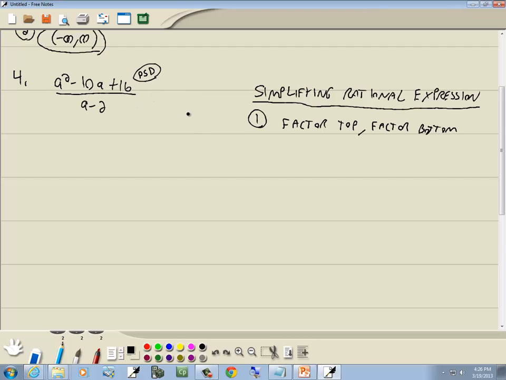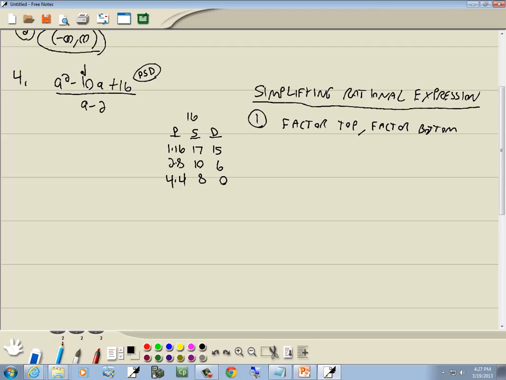Well, with PSD, we take our number at the end, 16, and we come up with our 3 columns. P column, we list all the products that give us 16. We got 1 times 16, 2 times 8, 4 times 4. The S column, we add them together. 1 plus 16 is 17, 2 plus 8 is 10, 4 plus 4 is 8. Difference column, we subtract them. 16 minus 1 is 15, 8 minus 2 is 6, 4 minus 4 is 0.